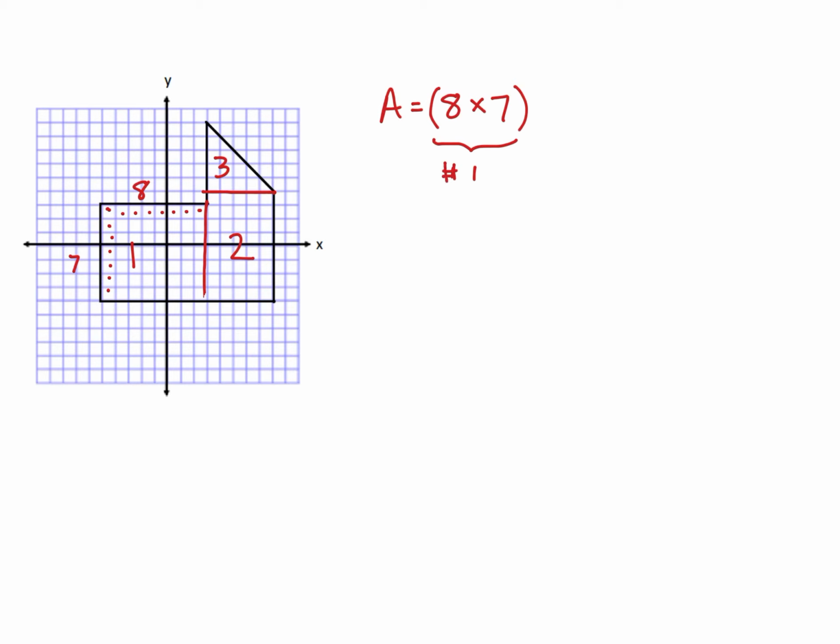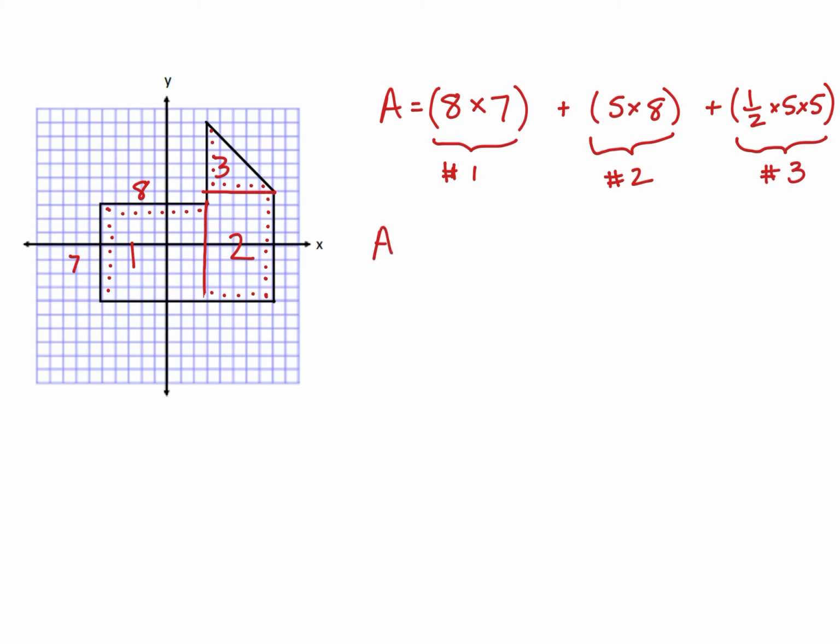Then number 2 is 5 wide and 8 tall. And that is for the second rectangle. Then for the triangle piece, we need the 1/2. And it has a base of 5 and a height of 5. This is shape number 3. So that's our expression.